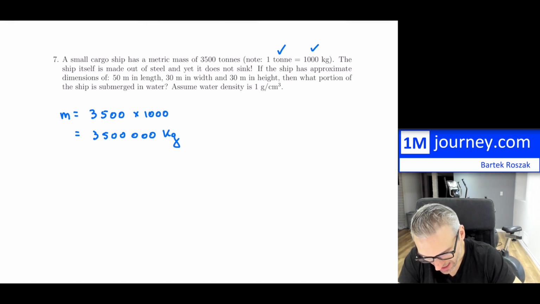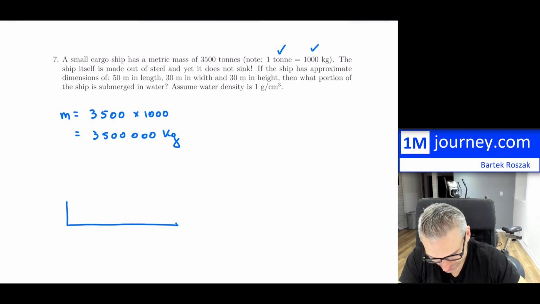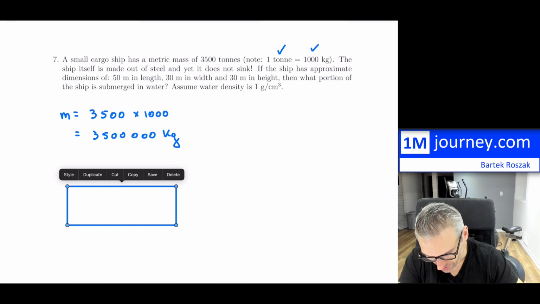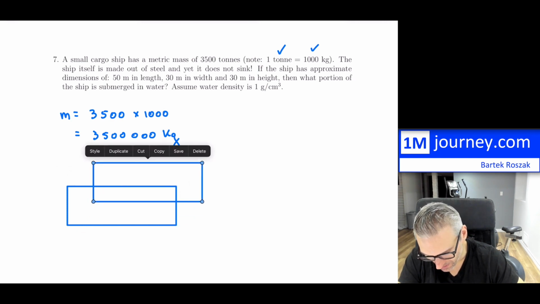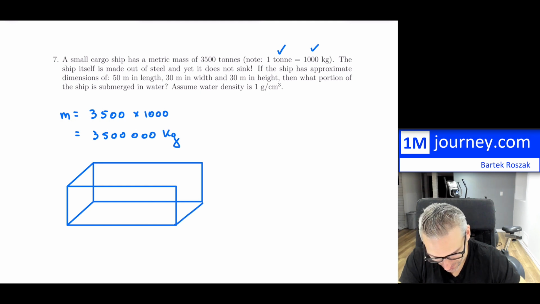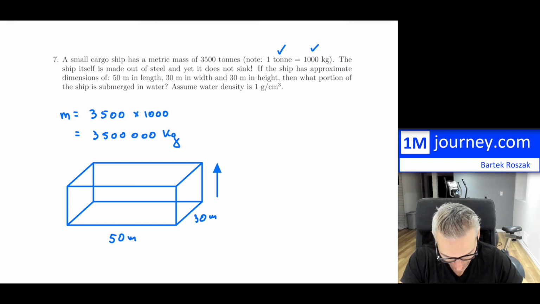So we have this ship. I'm going to just draw this out and try to duplicate it. It's kind of like a rectangular shape. Of course, I'm probably going to botch this because of the numbers. So 50 meters, that's the length of the ship. 30 meters, I didn't do a bad job, which is the width. And then we have a height right there, and that height is also 30 meters.